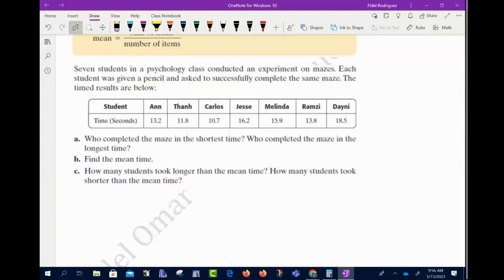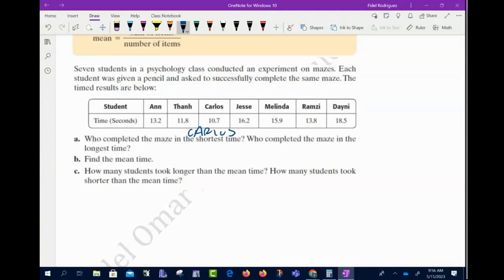It says, seven students in a psychology class conducted an experiment on mazes. Each student was given a pencil, and they were asked to successfully complete the same maze. The timed results are below. So we have Ann, Tan, Carlos, Jesse, Melinda, Ramsey, and Danny. Okay, who completed the maze in the shortest time? Who is the fastest person to do this, y'all? Carlos, right?